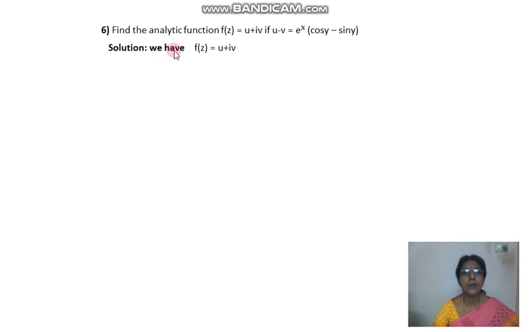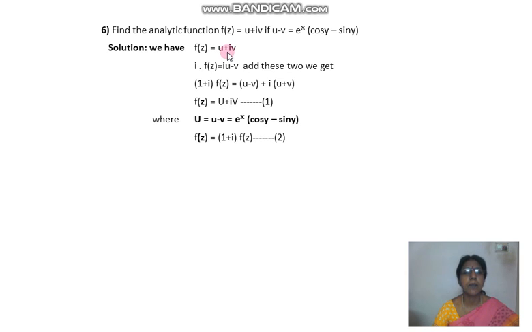Already we know f of z is u plus iv. This is the given one. Now multiply this equation on both sides with i. What do you get? LHS: i into f of z, equal to RHS: i into u, and i into i means i square v. I square means minus 1, therefore minus v.